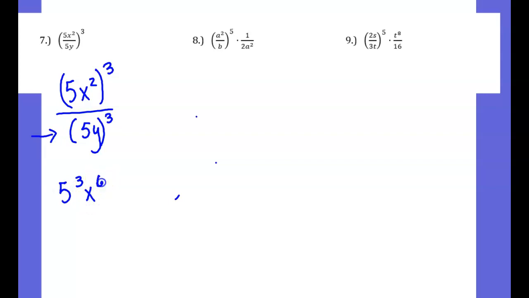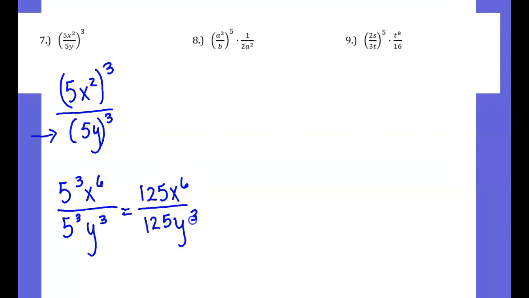x is going to be to the 6th power, because 2 times 3 is 6. All right, now with the denominator, it would be 5 to the third, y to the third. Okay, so notice we've got 5 to the third divided by 5 to the third. You can cancel them out there, or you could evaluate them like this, and then you're going to see that 125 over 125 is just 1. So our final answer is x to the 6th over y to the third.